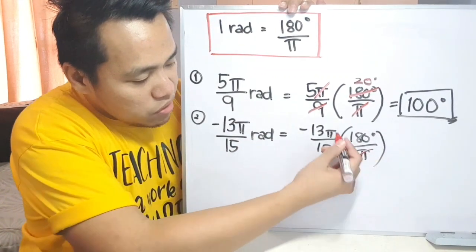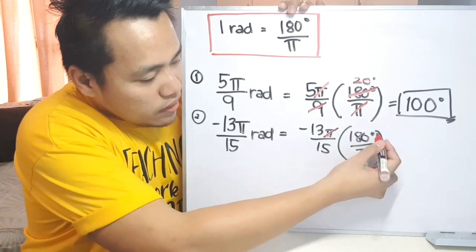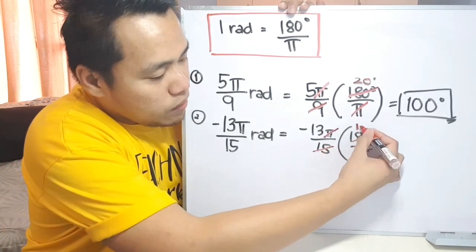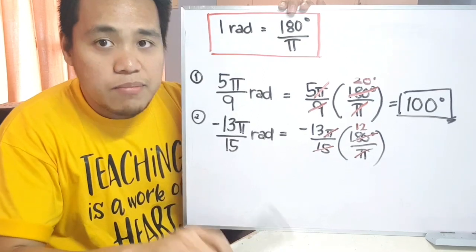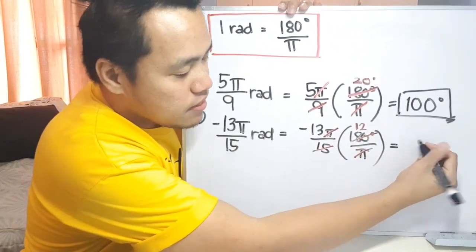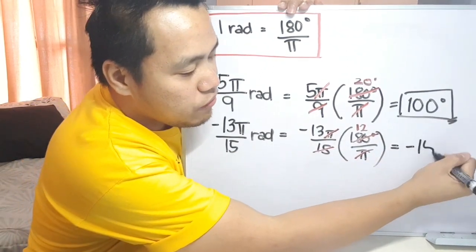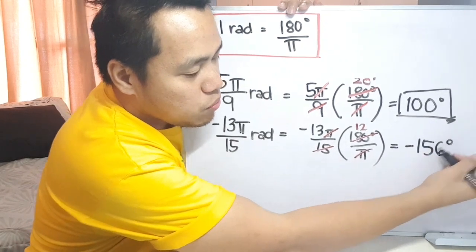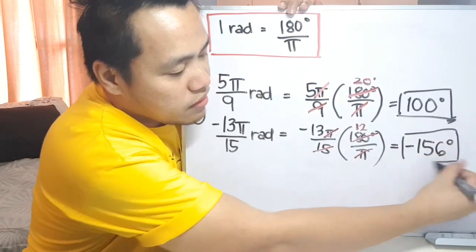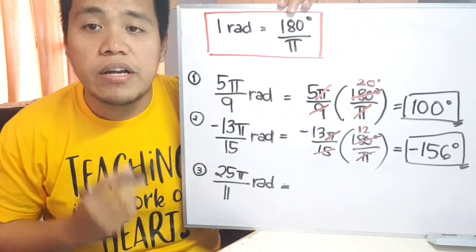By cancellation, we have this, and 180 over 15 is simply 12. So 13 times 12 is 156. But then, since this is negative, you have to put negative. So, negative 156 degrees. How about 25 pi over 11?